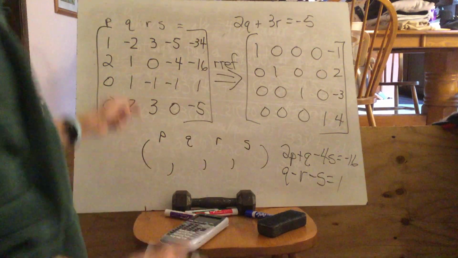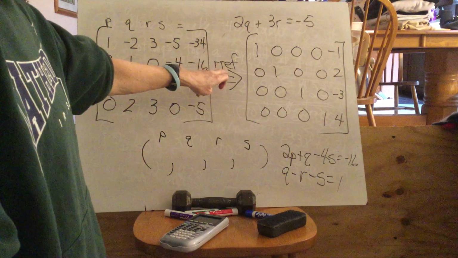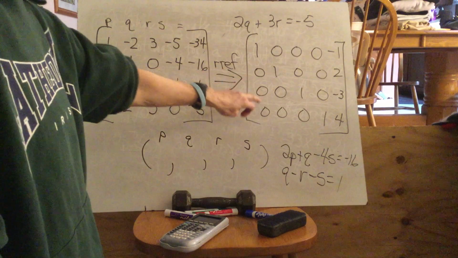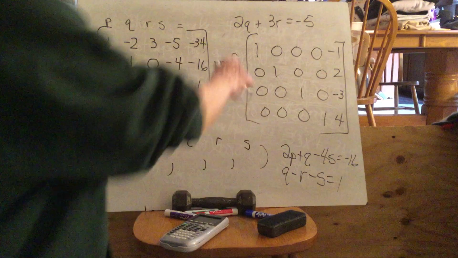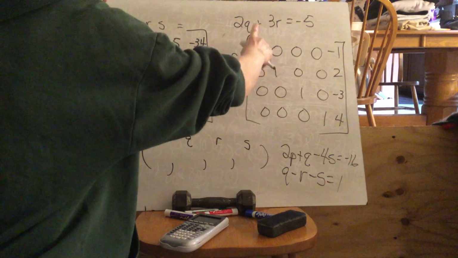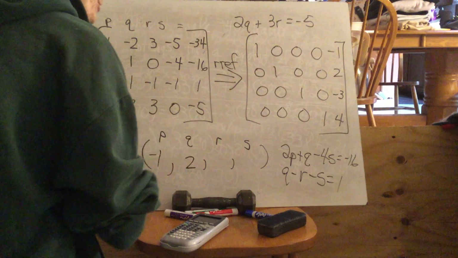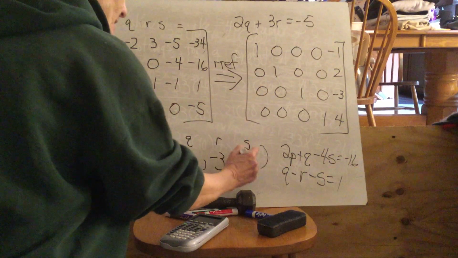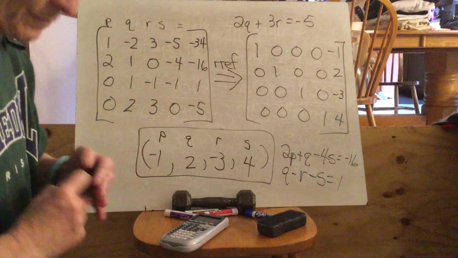So you're going to write down the matrix that you put in. You're going to indicate that you're using the reduced row echelon form button. And here's the matrix that comes out. And then you're ready to write your answer. Because that top row literally says P, this is the P column, P equals -1. Q equals 2. R equals -3. And S equals 4. And that is the answer to the question.